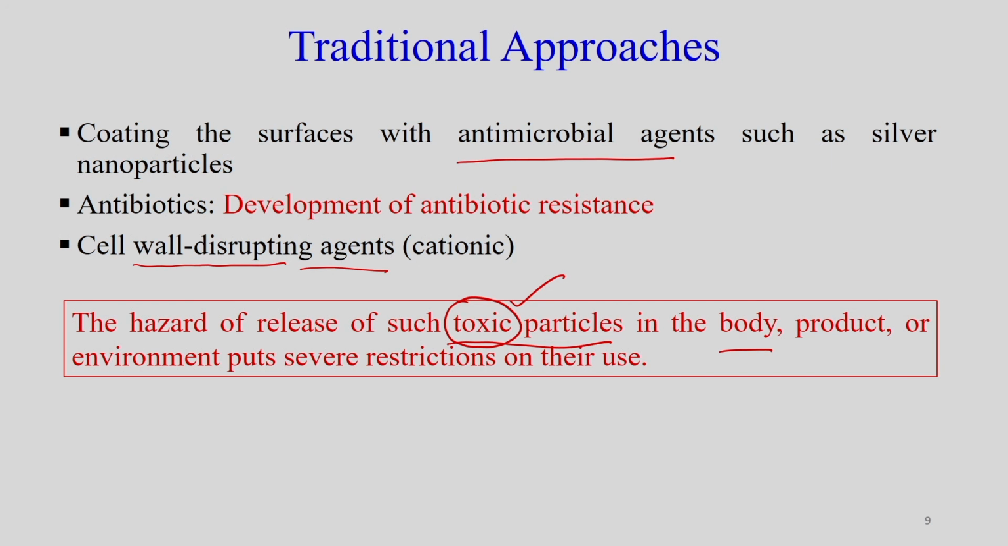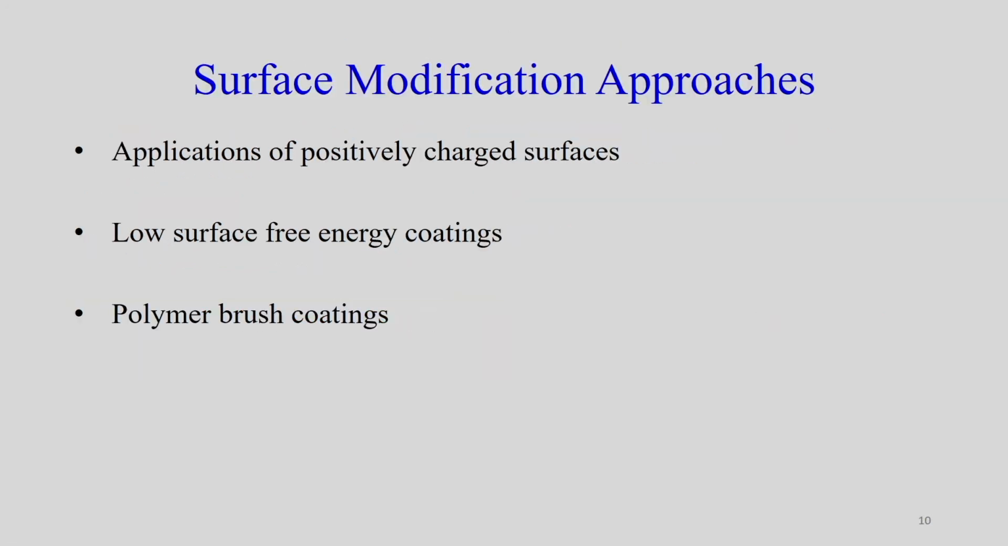Also, if you go for antibiotics, prolonged use of antibiotics develops antibiotic resistance. So, these are the few demerits of these classical approaches to restrict bacterial adhesion. So, we go for modifying or coating the surfaces with positively charged surfaces, surfaces with low surface energy, or coating with polymer brushes. So, we will discuss each of them.